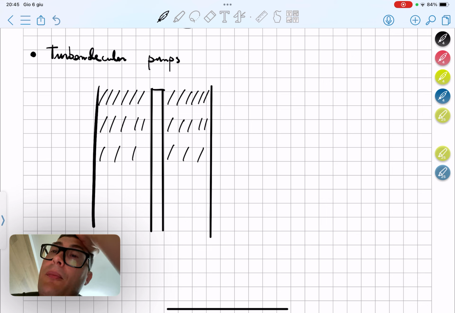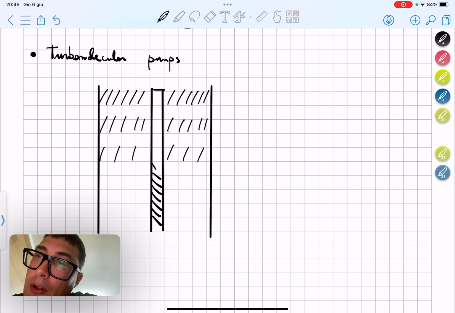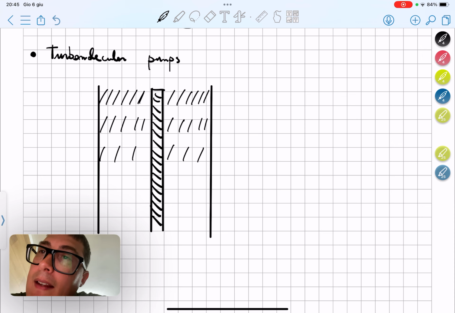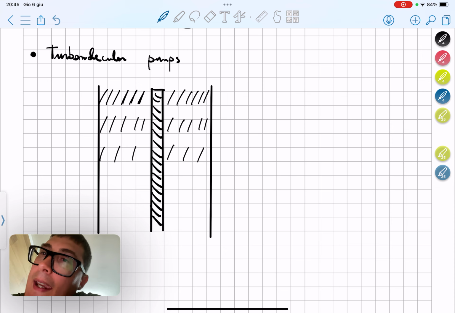Essentially, this type of pump, the turbomolecular pump, is a very, very efficient way of pumping. It's composed of a stator, which is this part here, which stands still. Whereas these blades, which the pictures show here with some orientation angle, are just blades that are rotating.